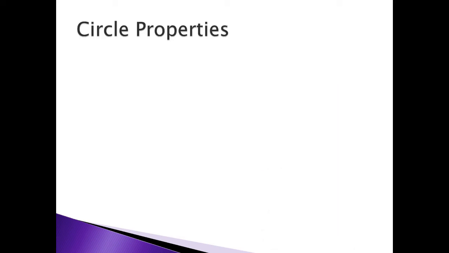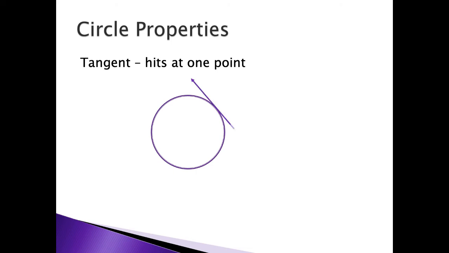Circle properties. Tangent means that it hits at one point. So if I have a circle, then I draw a line that just hits at one point, that's a tangent.